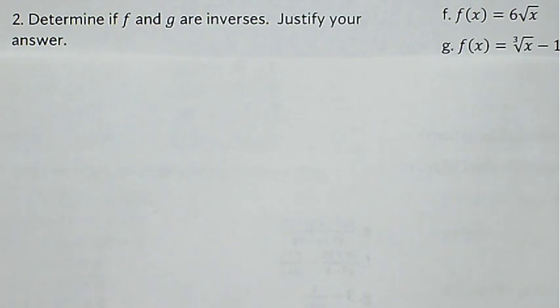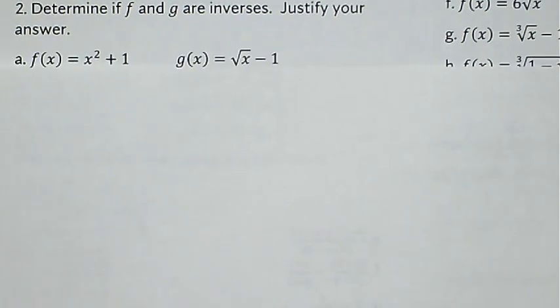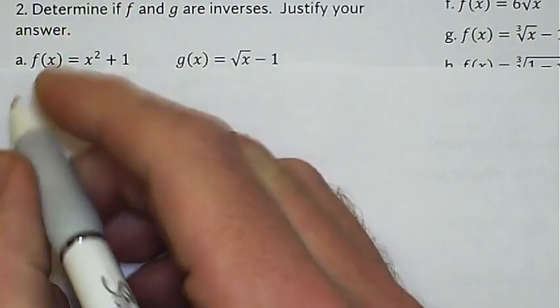All right, now we're going to move on to number 2, and we're going to determine if these pairs of functions are inverses or if they're not. And we're going to justify our answers. How we're going to check that, and how we're also justifying our answer, is by doing composition of functions. F of g of x needs to equal x, and g of f of x needs to equal x in order for these two things to be inverses.